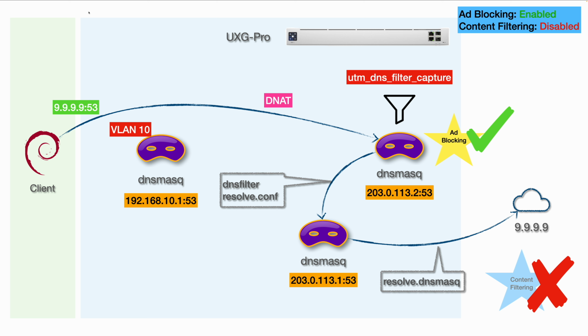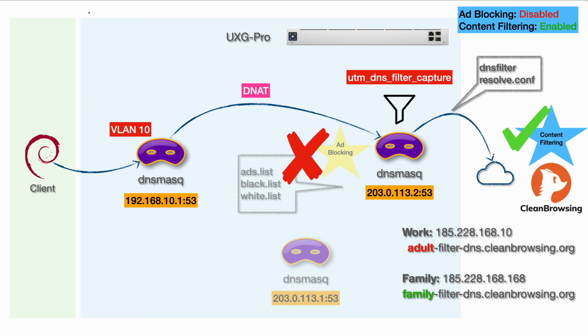So in this video, we will discuss if you only have ad blocking enabled, how the DNS works inside your UniFi gateway. What if you only have content filtering enabled, how the situation will be different. If you have both ad blocking and content filtering enabled, what's the complete picture inside your gateway.